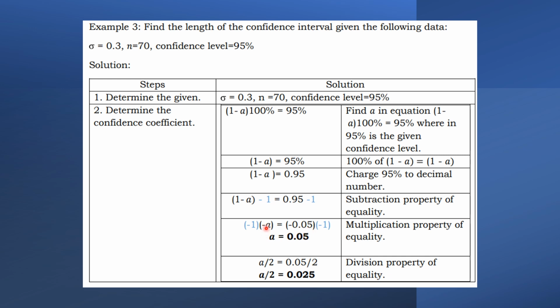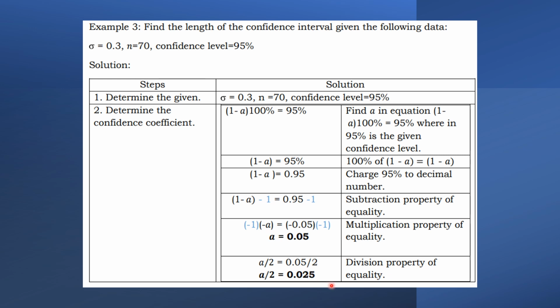Then for us to eliminate the negative sign on the alpha, we have to multiply both sides by negative 1. So that is negative 1 times negative alpha equals alpha. The negative 0.05 times negative 1, that is only equal to 0.05. And then dividing both sides by 2, we have here 0.05 divided by 2, that is equal to 0.025. This is now the confidence coefficient, 0.025. This is the area on the very tail, the right tail of the curve.